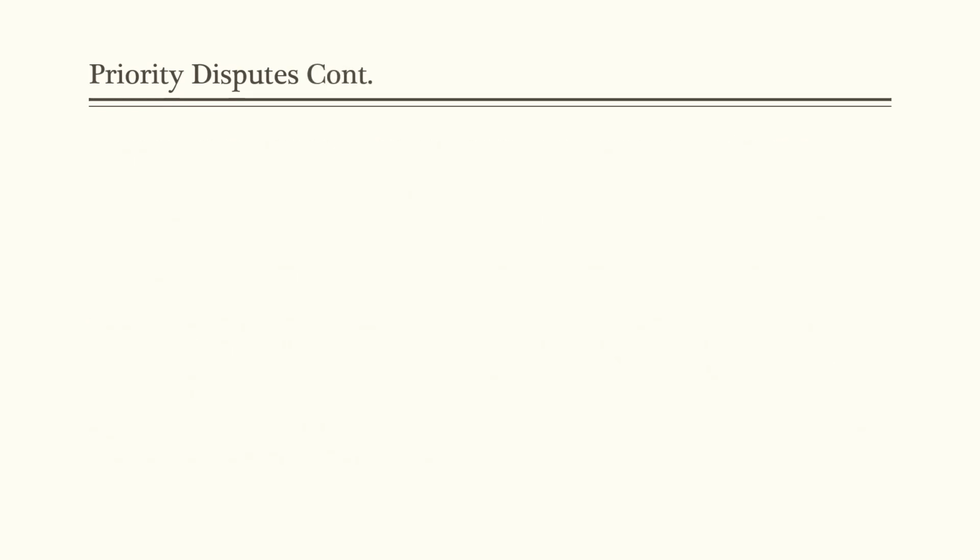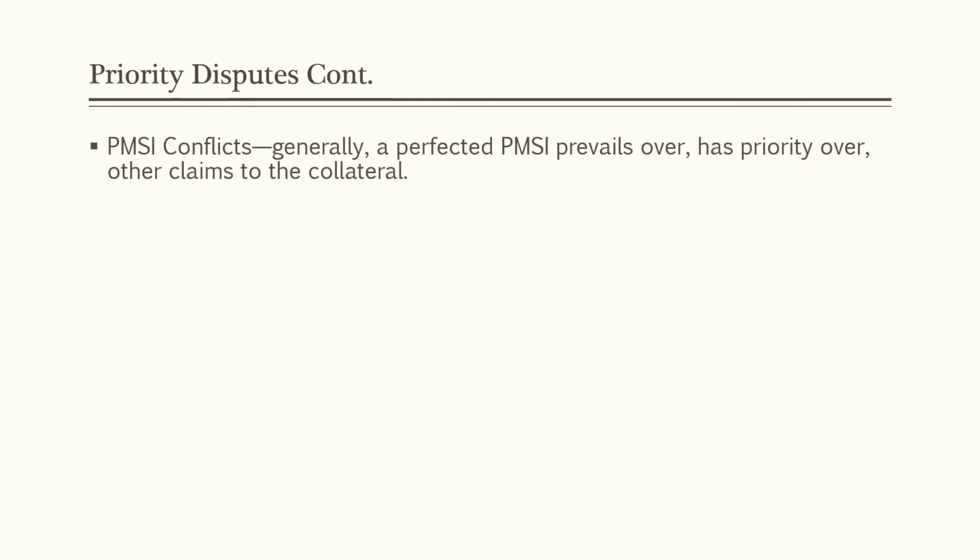Next, we're going to return to purchase money security interests. These have special rules and generally have some additional protections under the UCC. In purchase money security conflicts, generally a perfected purchase money security interest prevails over, has priority over, other claims to the collateral.